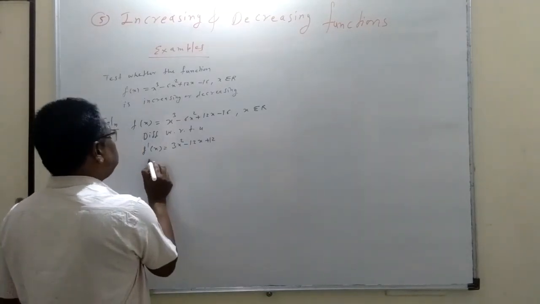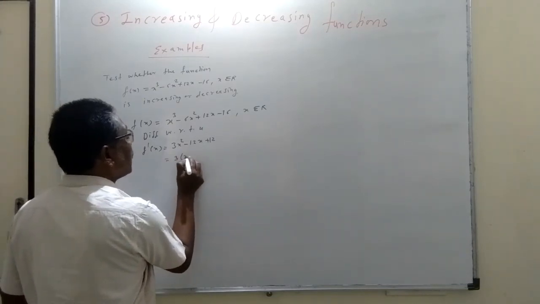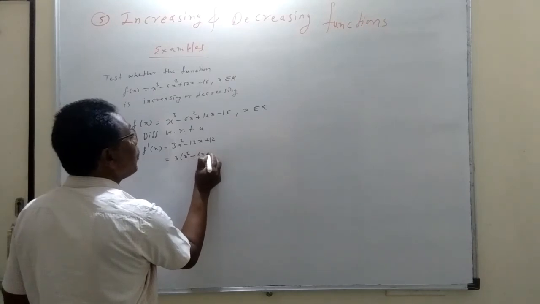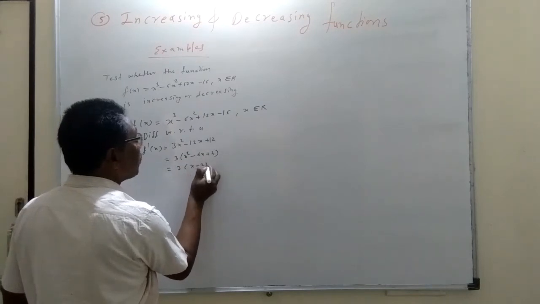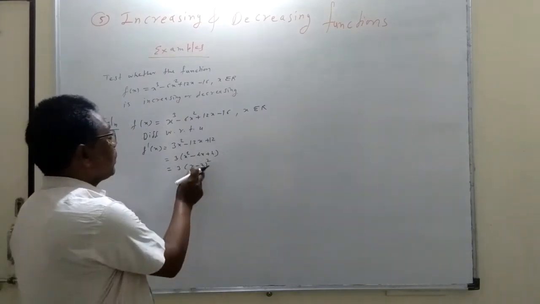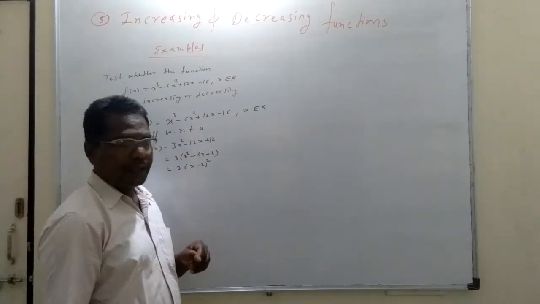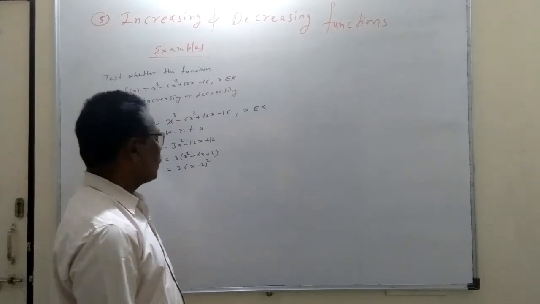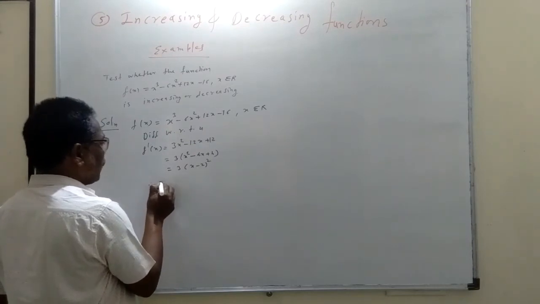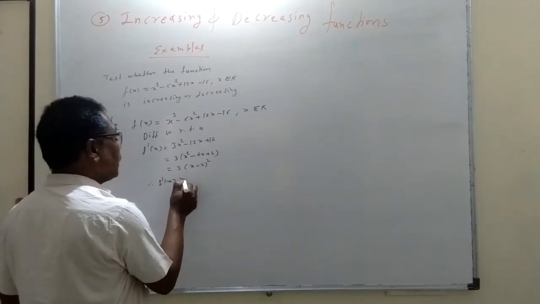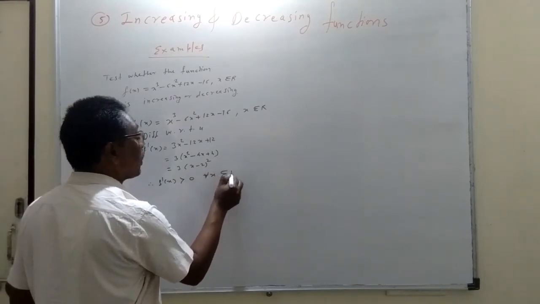Now this is equal to, we can write 3 common, will take outside, x square minus 4x plus 4. So this is nothing but equal to 3 times, this is the complete square, x minus 2 bracket square. Now here, x minus 2 bracket square, whatever the value of x, as we are doing the square, the value is always positive and 3 is the constant. So therefore f dash x is greater than 0 for all x belongs to R.